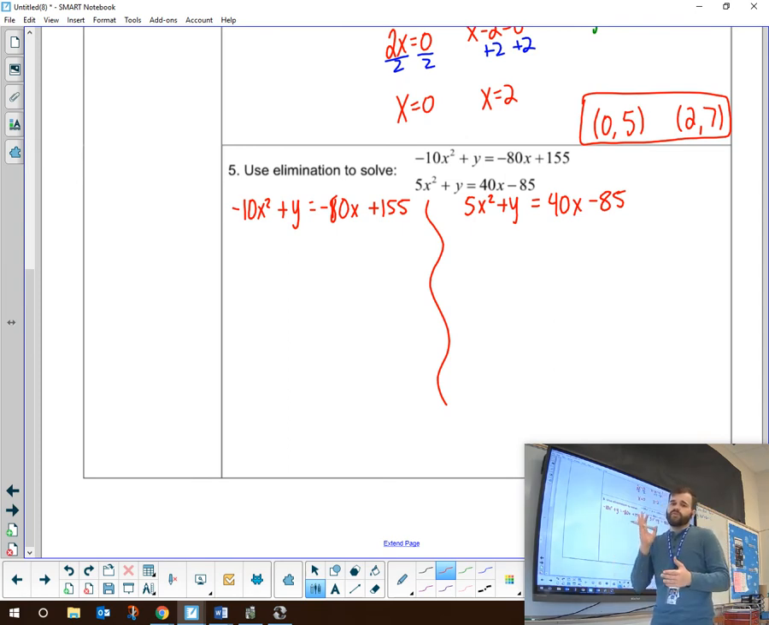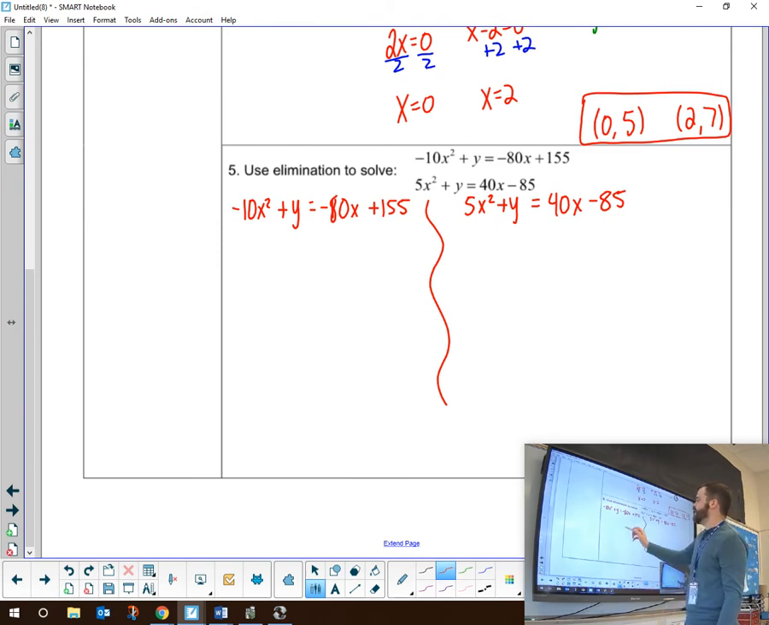We need to make sure they're lined up first. So we have my x squared, it's good. We have my y's, we have my equal sign, we have my x's, and we have my whole numbers. Hey, it's all lined up. We didn't have to do anything. Now we're going to try to cancel out my y's.